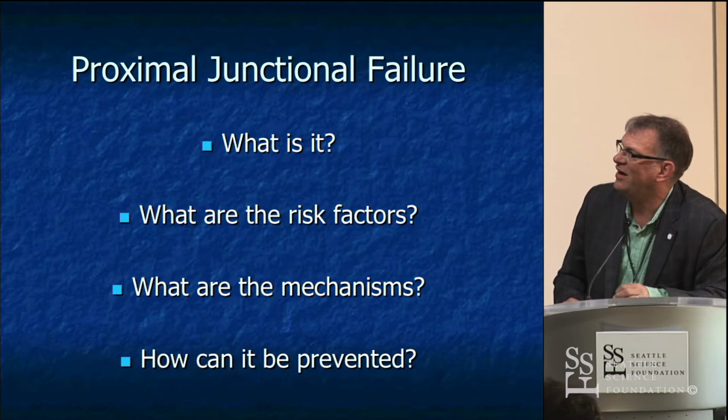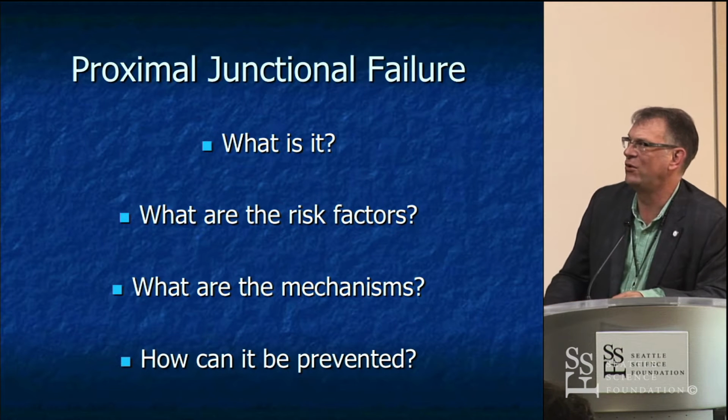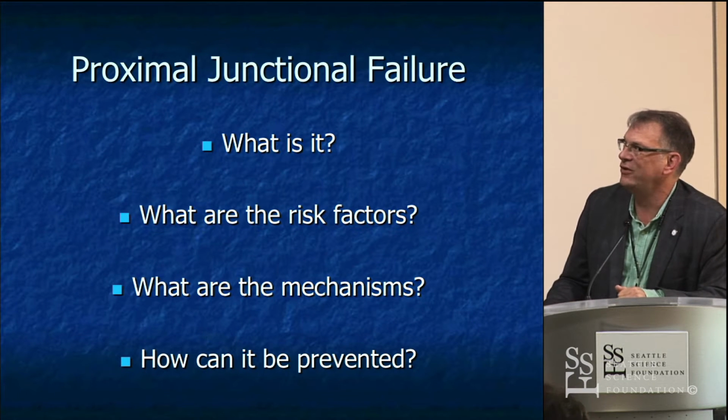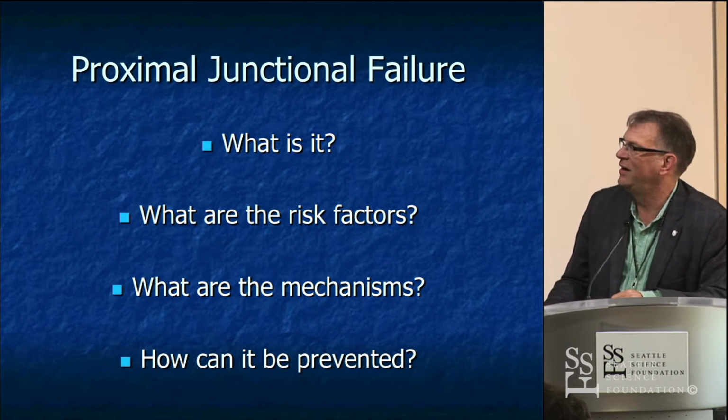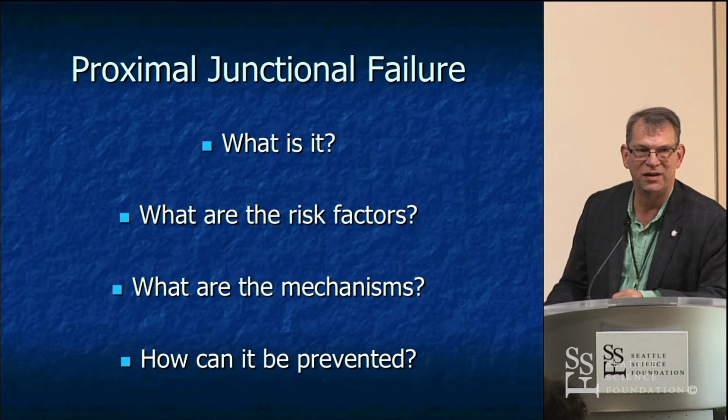None of them are really related to this issue. So proximal junctional failure is a common complication in adult spinal deformity, and it is one that we are seeing increasingly as the numbers of cases that we do continues to increase as well.